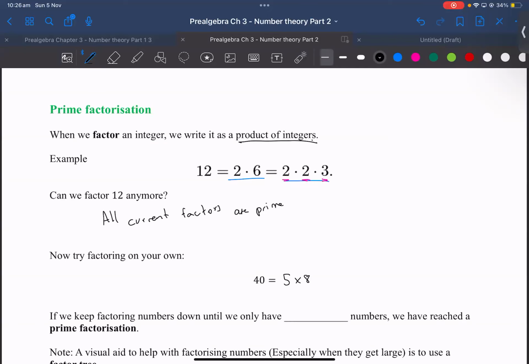So what I do is I get to 8. Can I break down 8 more? Yeah. Just go one at a time. Just say 8 is 2 times 4. So 5 times 2 times 4.